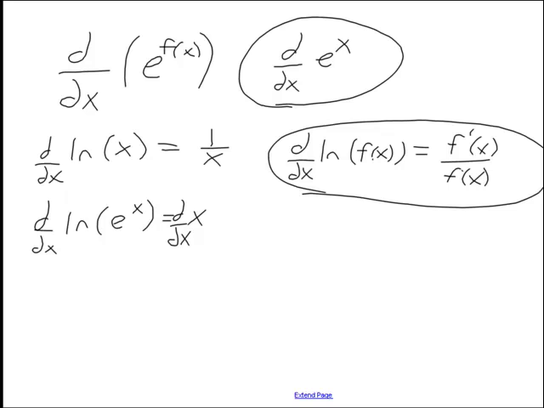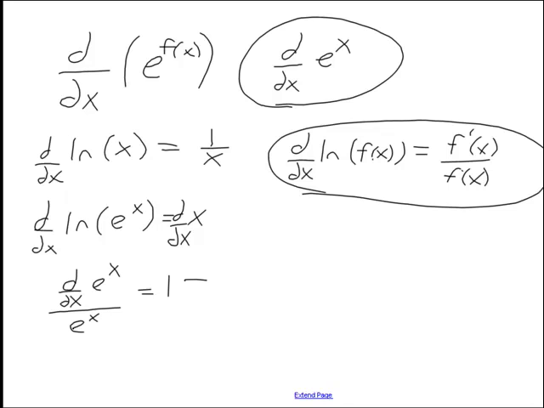Well, with the natural log, I'm going to get the derivative of e to the x, whatever that is, its derivative divided by e to the x. And it's going to be equal to the derivative with respect to x of x, which is simply 1. So I don't know what the derivative of e to the x is, but I know that whatever it is divided by e to the x will equal 1.